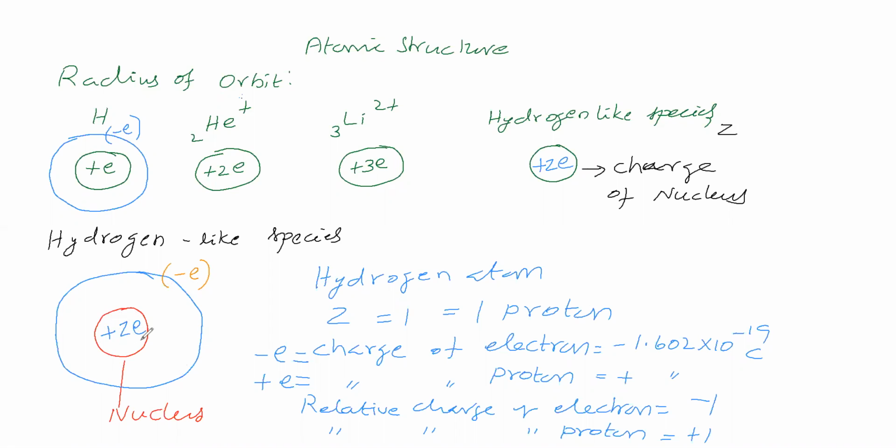So the nucleus is a positively charged body and the electron is a negatively charged particle. The nucleus is stationary, but the electron is revolving around it. Between the positive nucleus and the negative electron, will there be any interaction?